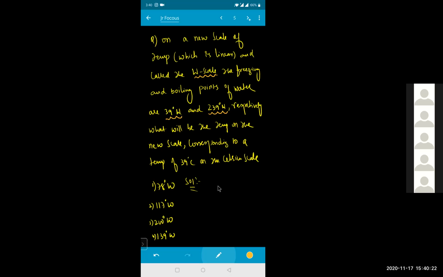Can anyone give me the answer? Same, beta. For any relation of the scale, x minus lower fixed point divided by upper fixed point minus lower fixed point must be equal to your constant. A relation lena hai apne ko. ठीक है ना? तो ये scale क्या है मेरे पास?